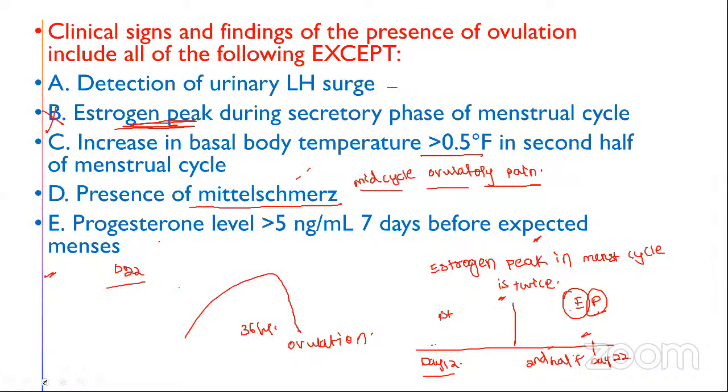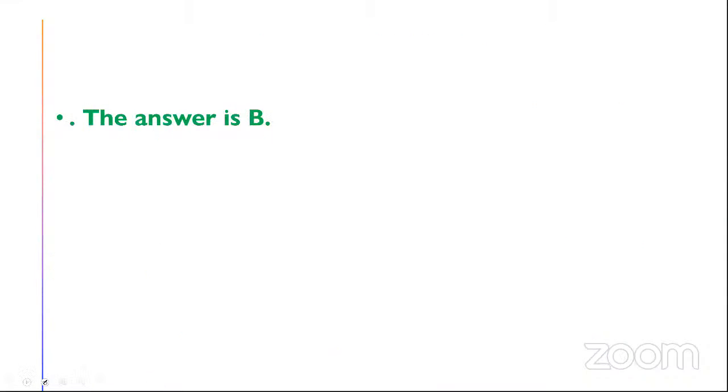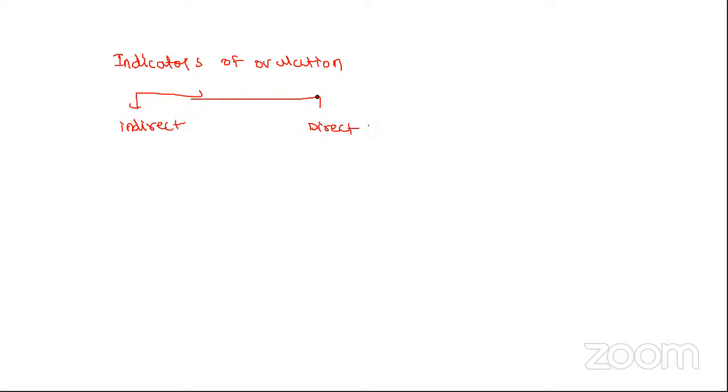right, I will tell you all the indicators of ovulation. Okay, don't worry. The progesterone one, everything I'll tell you. All the indicators I'll quickly tell so that you will have a quick revision of it. So indicators of ovulation: you have indirect indicators, direct indicators, and conclusive.